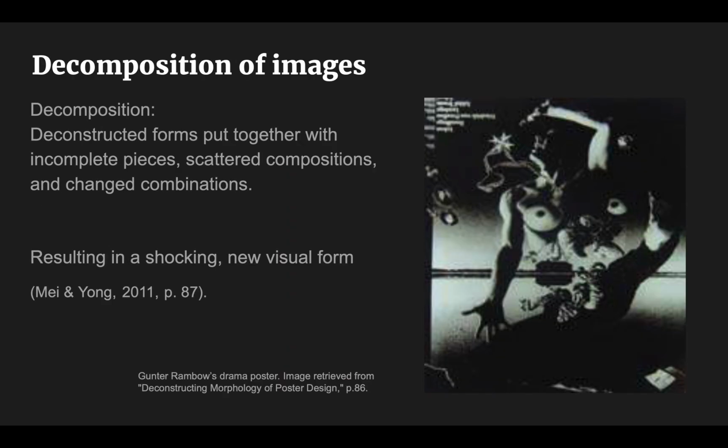Another method Rambow used to create a unique design is decomposition. It refers to deconstructing the form and putting it all together, changing its composition and sizes. It results in a striking new visual form with scattered, altered combination, and incomplete pieces. In this poster, Rambow used the body pieces of the main characters to create a new shape and composition.